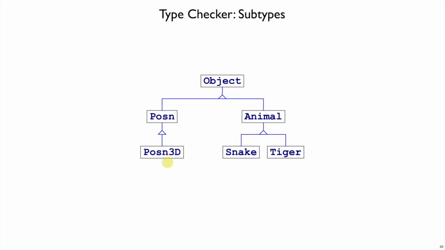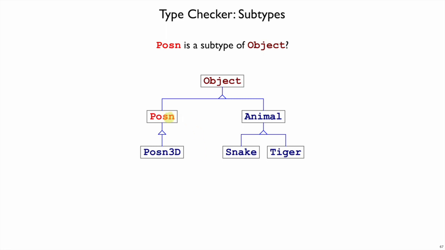More generally, it's not just Posn3D and its immediate superclass, but a Posn3D should be an object, and so on. So the rule in general is an instance of a subclass is an instance of anything above it in the hierarchy. So we can get from Posn3D to object following lines, or we can get from snake to animal by going up in this tree. And that's why snake is a subclass of animal, or Posn3D is a subclass of object, or snake is a subclass of object.